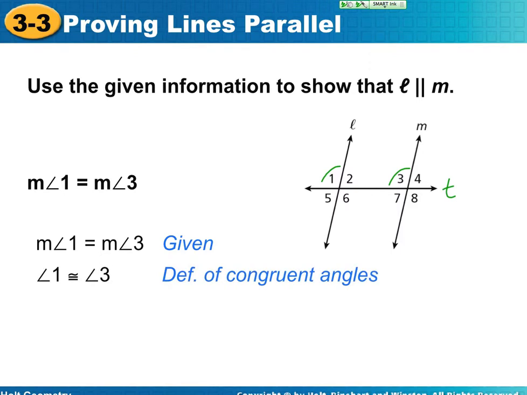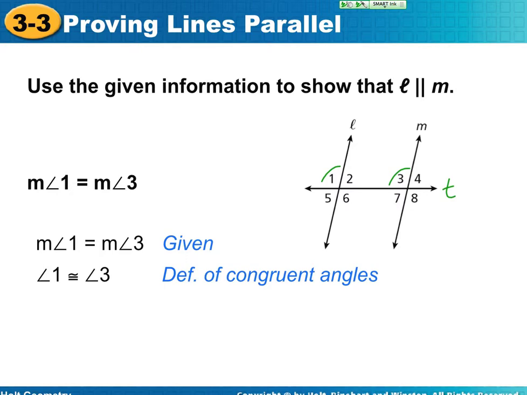Why did I have to do that? Well, the Converse theorem that Vanessa read the hypothesis of said we need the corresponding angles congruent, not equal, congruent. So we got them congruent. Now what can we conclude based on what she started reading? I'll let you read the then part now. What's the conclusion? Then the two lines are parallel.